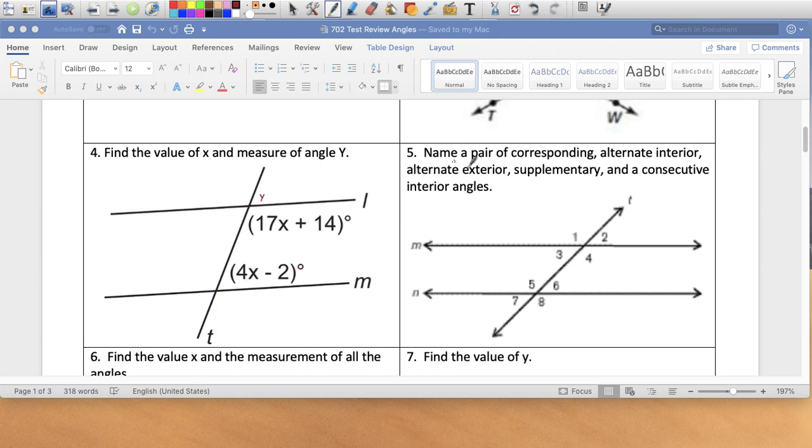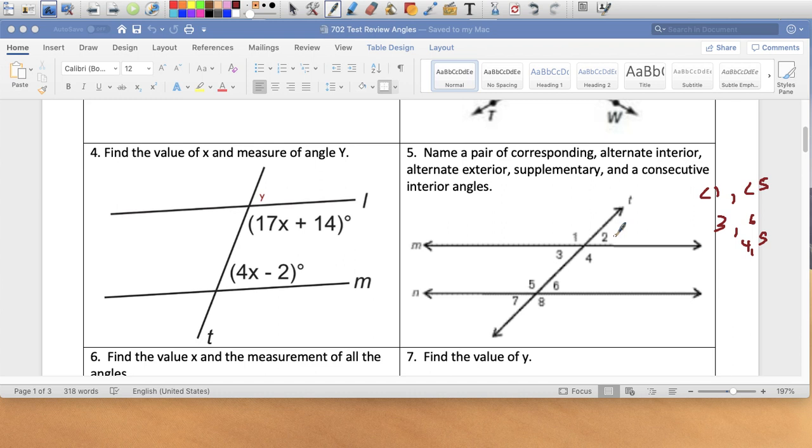Corresponding, name a pair corresponding. Well, angle 1 and angle 5. So remember, they hold the same position, right? 1 and 5, 3 and 7, 2 and 6, 4 and 8. Alternate interior, right? We're talking about angles 3, 4, 5, and 6. So for this one you want to choose 3 and 6, or 4 and 5.